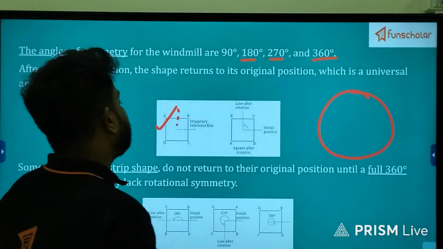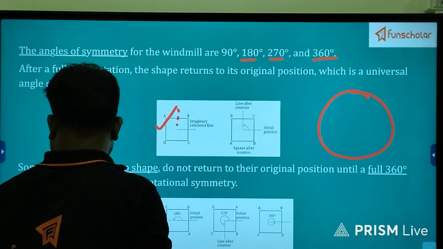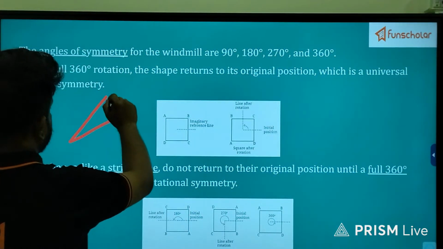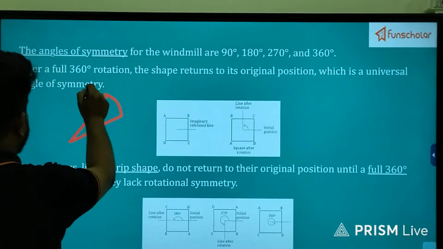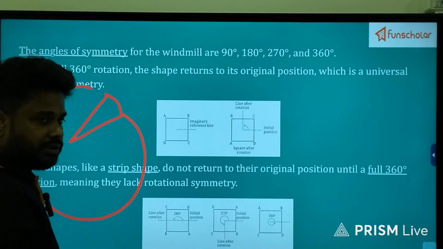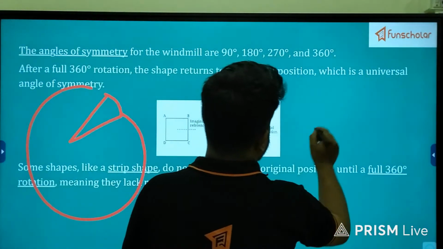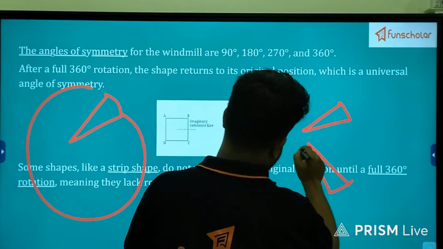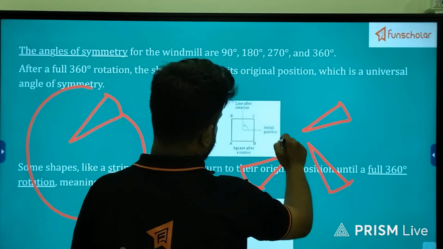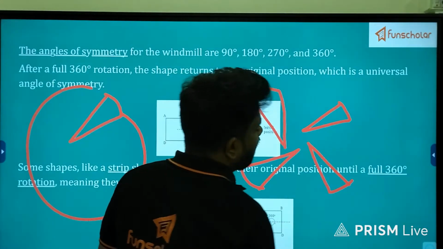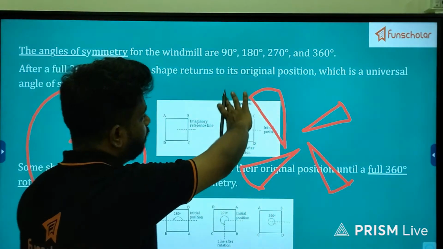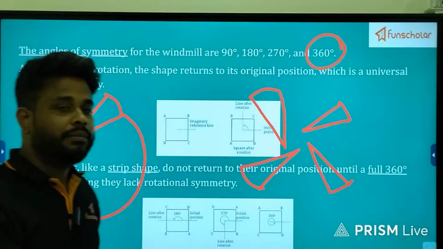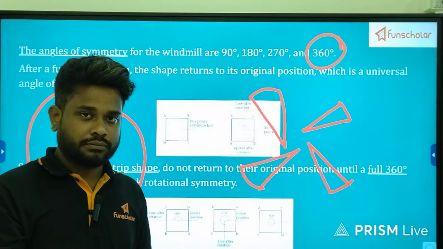That means if I cut a strip from any geometrical shape, like a pizza. A pizza is a strip shape which I have cut from a circle. And if I draw this like this, these are the different angles, and after completing the 360-degree angle, that shape will come into its previous position.